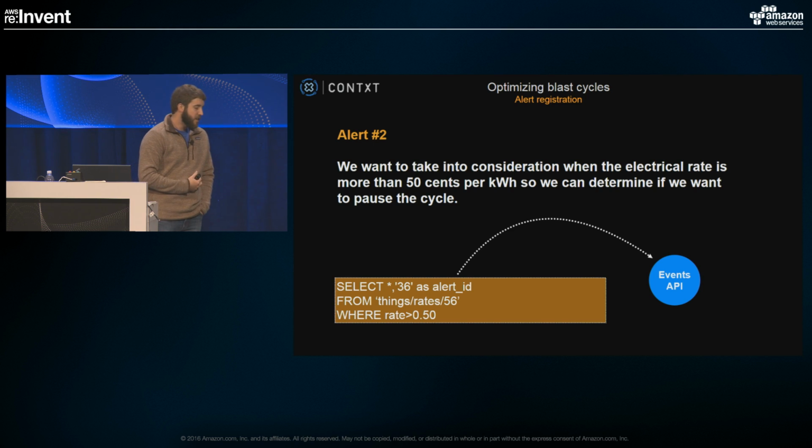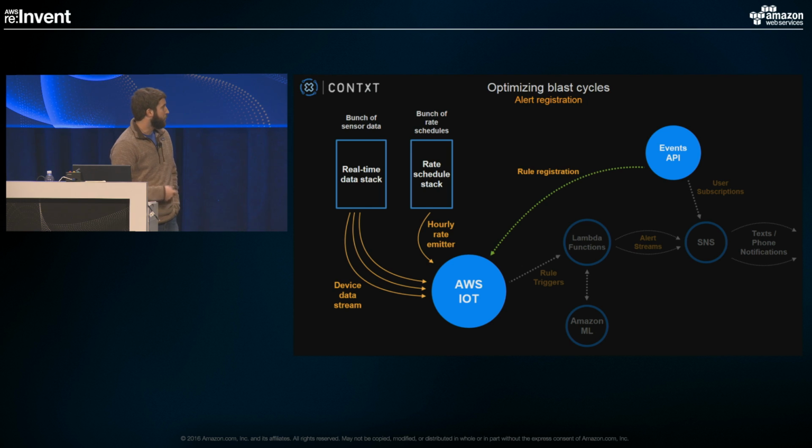So the second thing we want to look at is we want to take into consideration the electrical rate. So the electrical rate is very important in order to determine whether or not we want to shut it down. So say it's going to go to $4 per kWh. It's going to cost me X amount of dollars to shut down this blast cell, and it's going to delay more stuff coming in. There's a cost associated with that. But in this case, we're going to read from the rate schedule stream, ID 36, things/rates this time instead of devices/56, and we're going to look at the individual rate field, where it's greater than 50 cents. So essentially what we're doing is we take that into the events API, and then we write that to AWS IoT. So we tell the rules engine in AWS IoT to look for this.